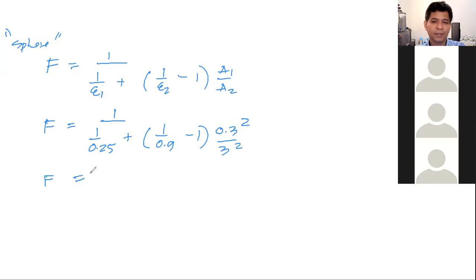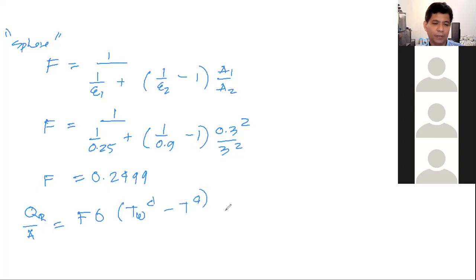What do you got? 0.24? You got the 0.2499? You got this one? Tapos, QR over A is F, tapos sigma, tapos TW to the fourth minus T to the fourth. So, F is 0.2499. Tapos yung sigma galing sa calculator.